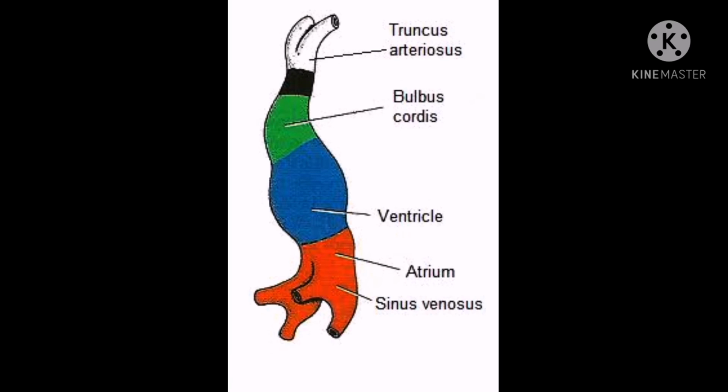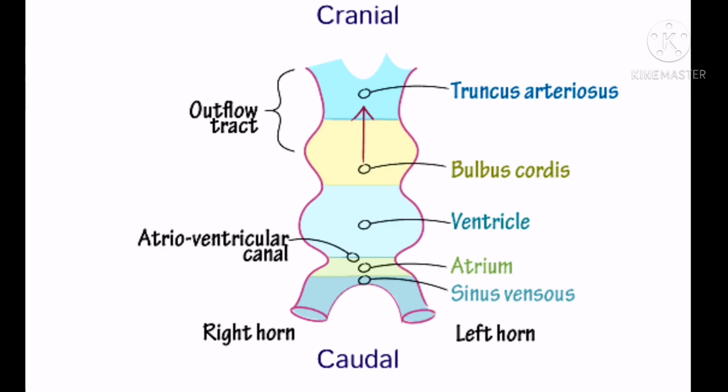And then after the ventricle, you have the bulbus cordis, and then on top of it, the truncus arteriosus. Between the bulbus cordis and the ventricle, you have the bulboventricular sulcus, which is again not labeled here. So as the name indicates, the sinus venosus forms the venous system of the embryo. The primordial atrium forms both atria. The ventricle part forms the left ventricle and most of the right ventricle.